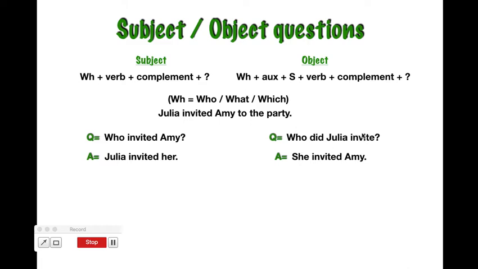Who did Julia invite? And then the answer is gonna be the object because I am looking for the object of the sentence. So I can say she or Julia invited Amy. Okay, so Amy is the answer over here.